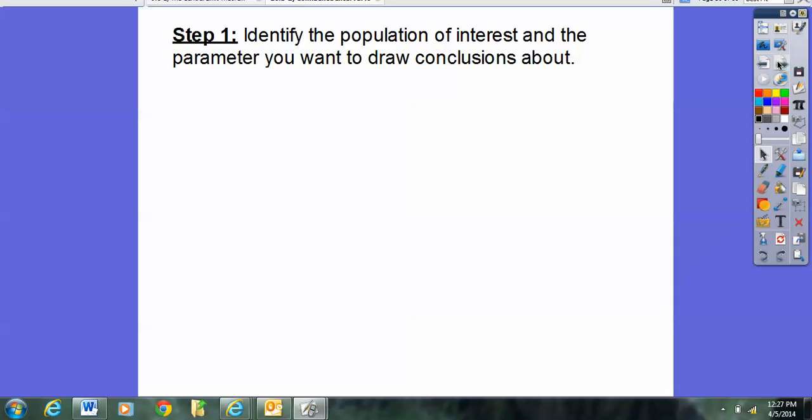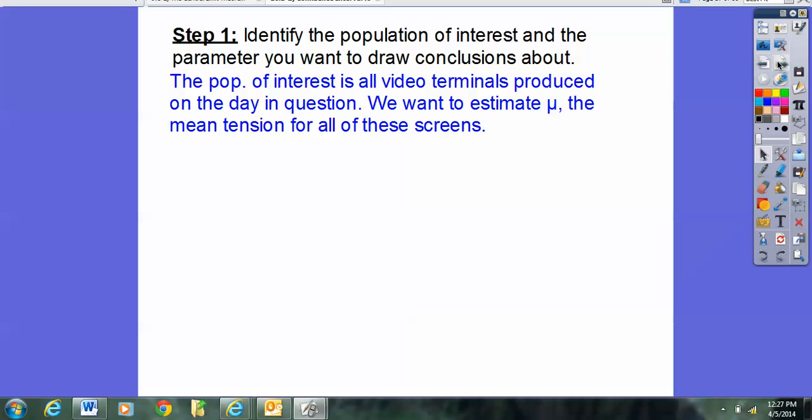So step one, identify the population of interest and the parameter you want to draw a conclusion about. The population is all video terminals produced on the day in question, and we want to estimate the mean tension for all these screens.